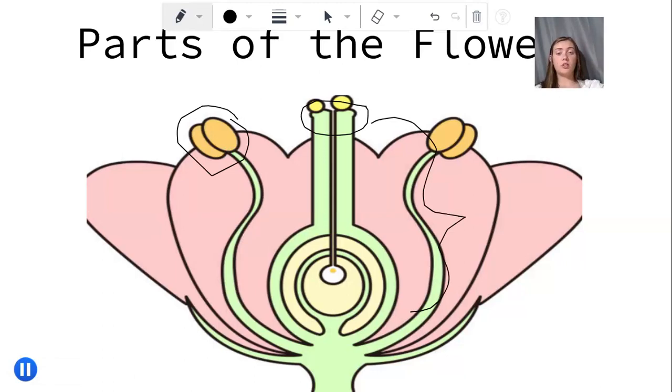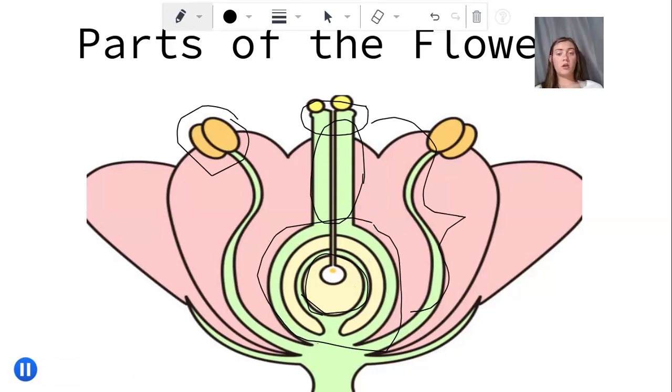The style, which is this guy right here, this long tube, it is what takes all the pollen into the flower, into the ovule, and into the ovaries. The ovaries are right here in this big circle. And within that circle, it has the eggs right here. The ovule, also known as the eggs, is what helps to combine with the pollen and make new seeds for new flowers.